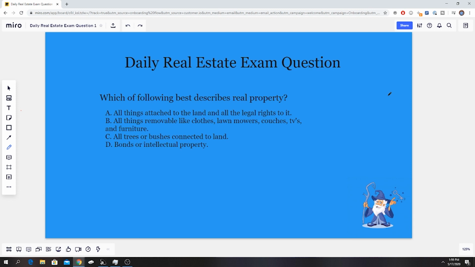I figured we could start off the series with a pretty basic question on property law. The question goes, which of the following best describes real property? I'm going to go ahead and underline that, real property.